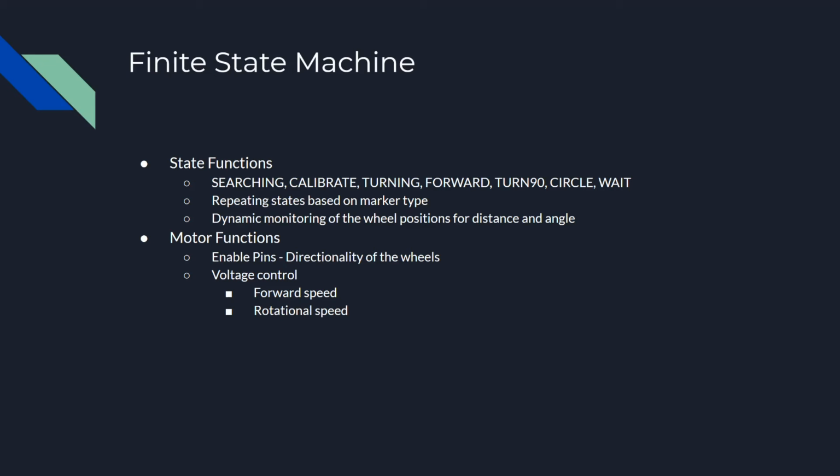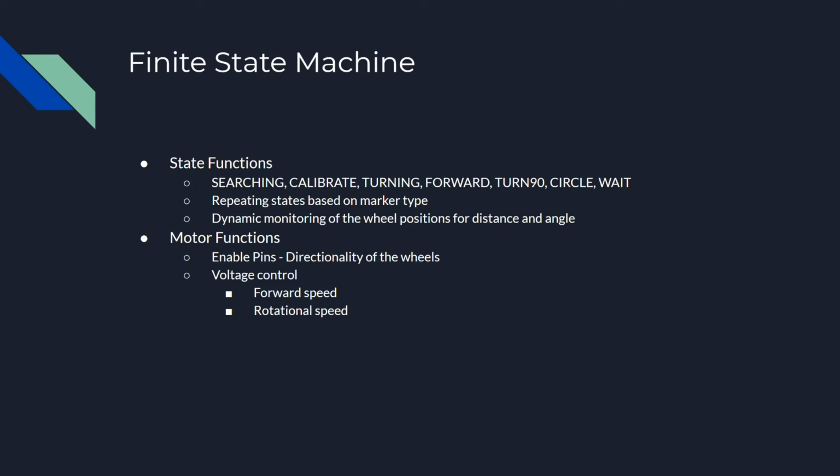In which it turns slowly to search for it. Calibrate is the state that's used in order to assure that the angle received by the Arduino is an accurate one. Turning is the state in which it orients itself relative to the marker it is going towards, and then forward is when it approaches the marker.